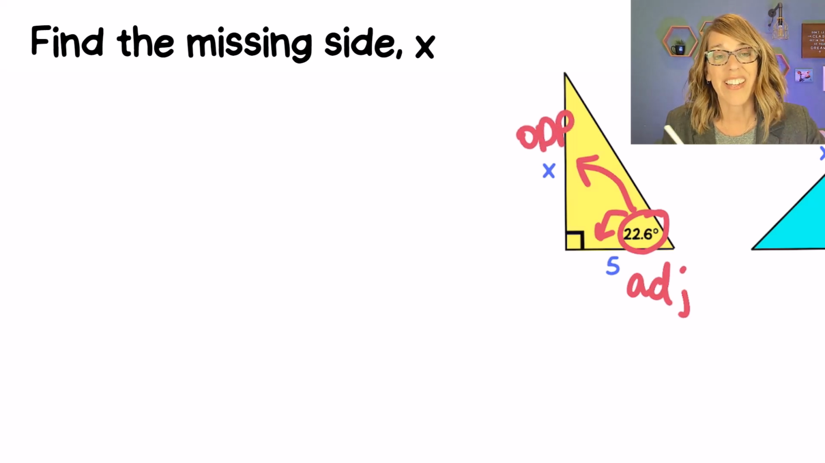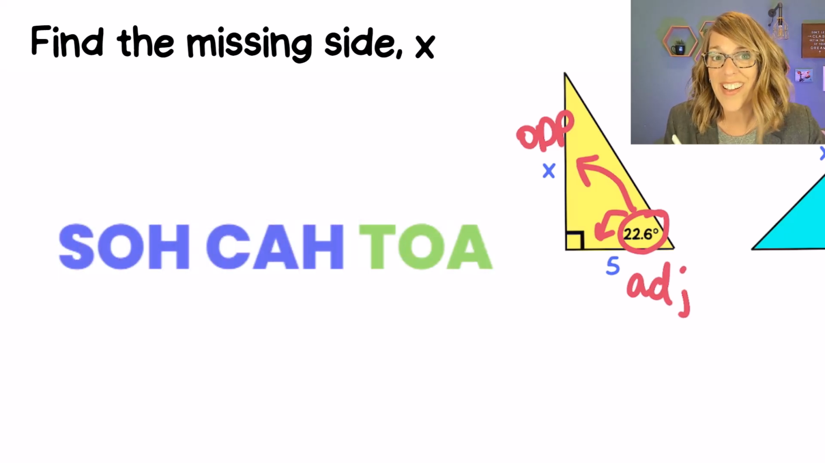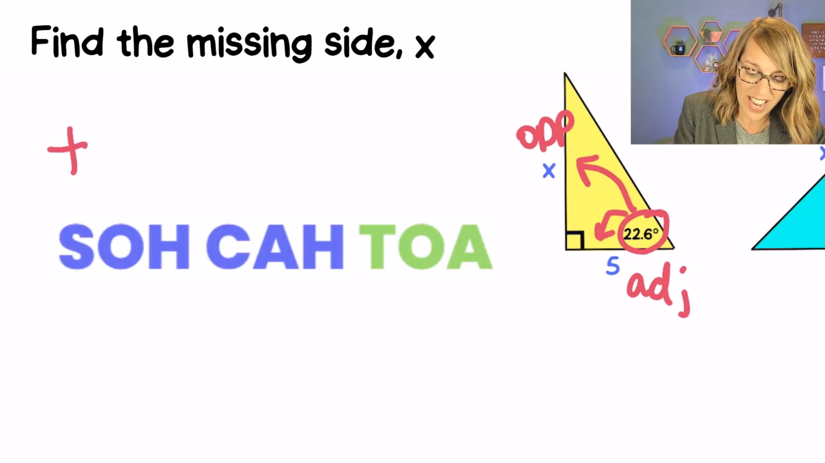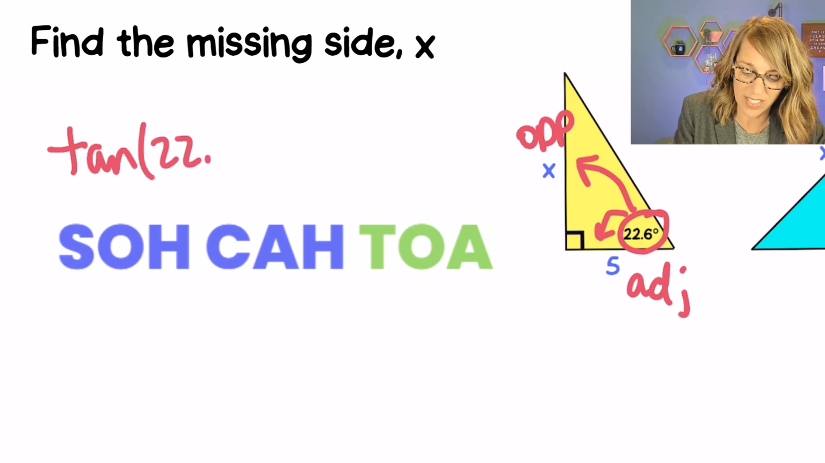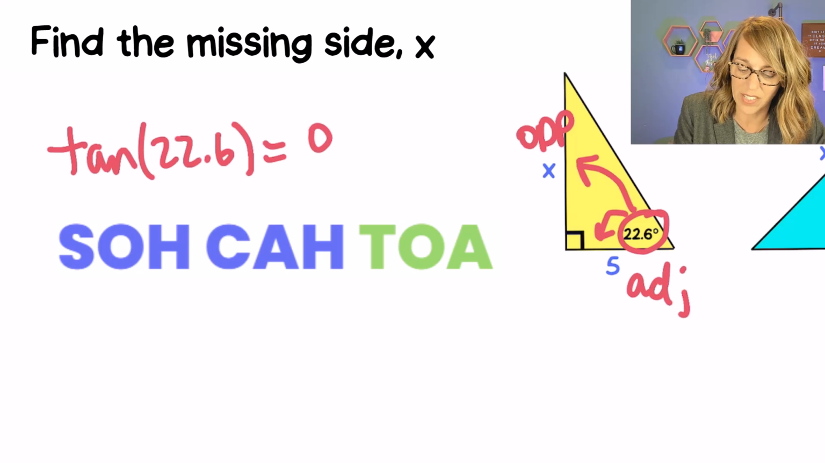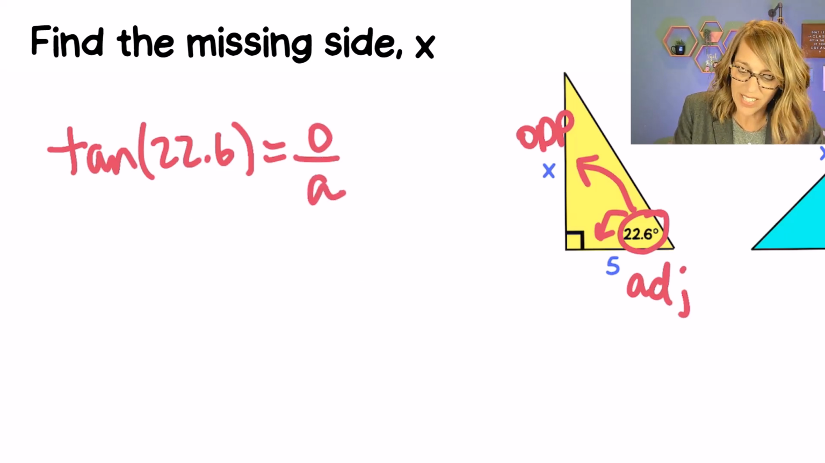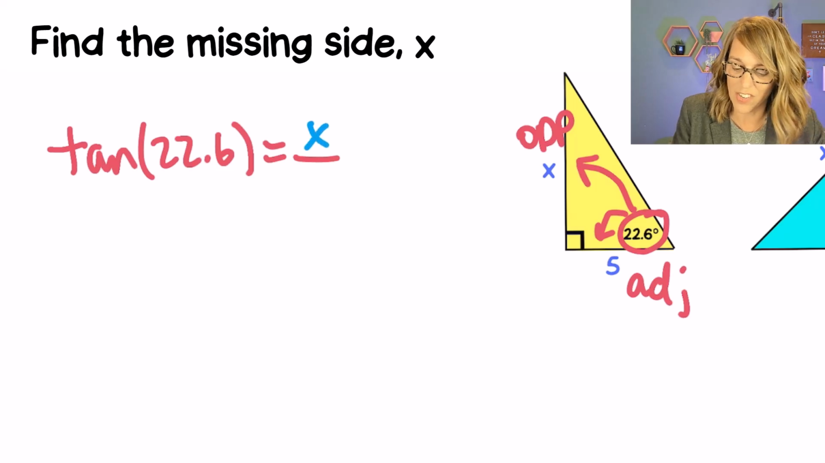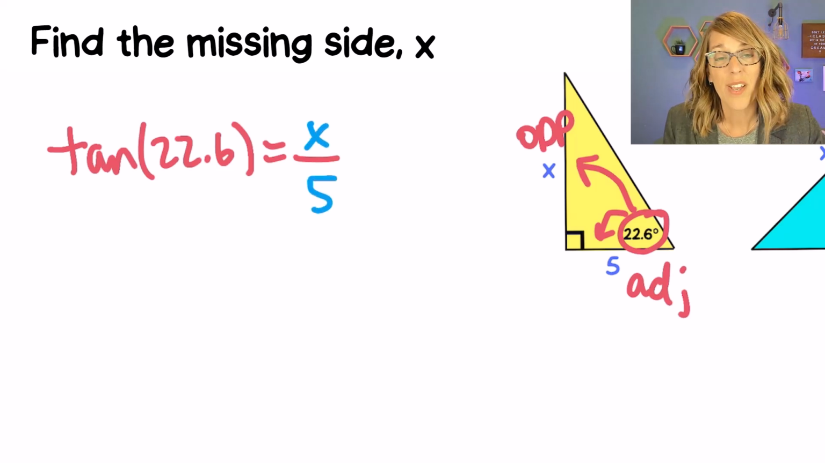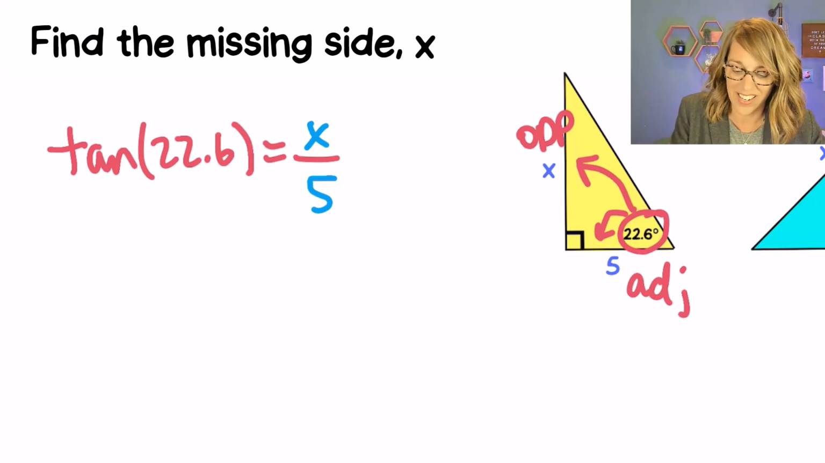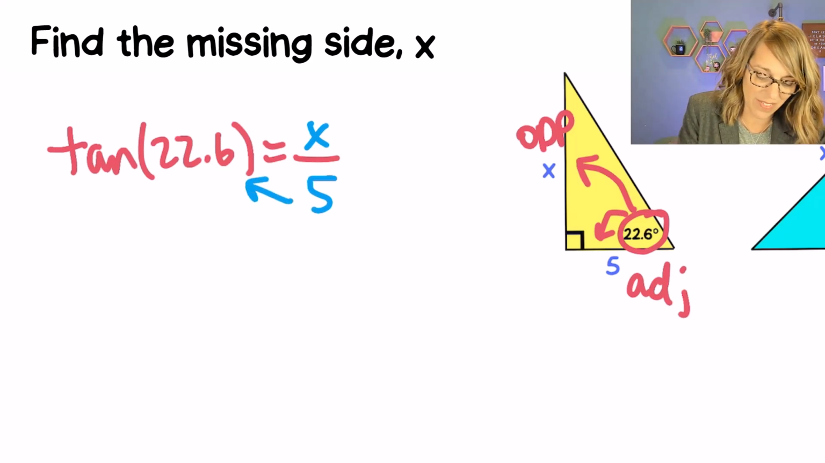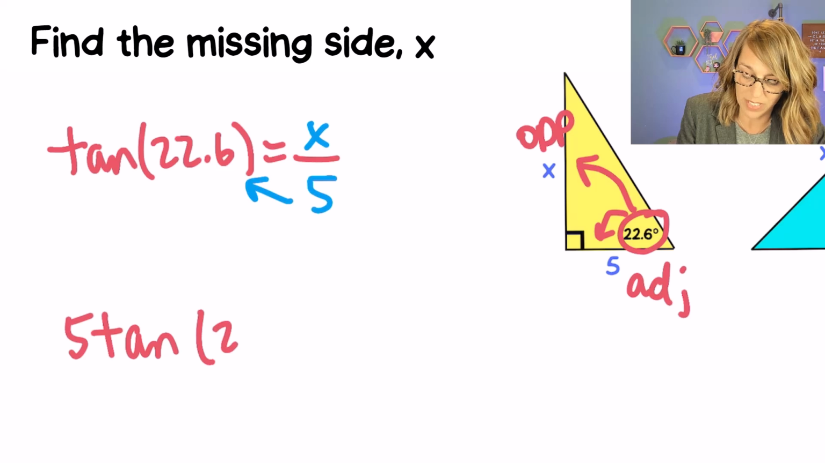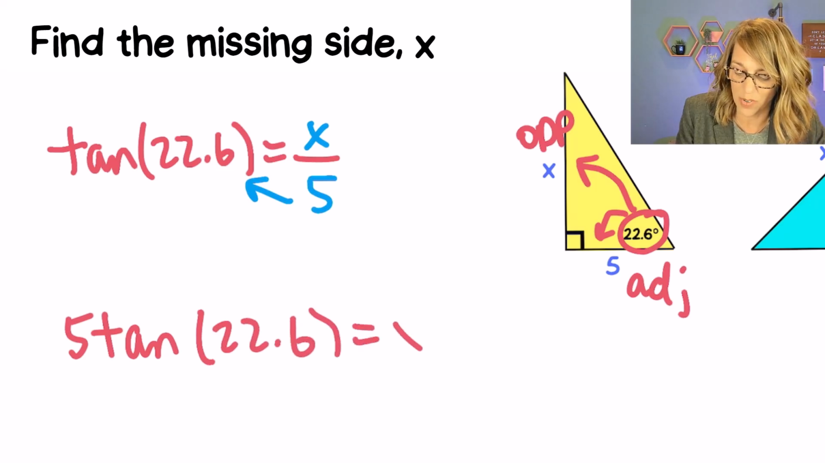So I can put opposite and adjacent together, SOH CAH TOA using tangent. So I've got the tan of my angle 22.6 is equal to opposite over adjacent. But I can replace each of those with their values from my triangle. So I know that my opposite side is x and my adjacent side is equal to 5. Well, I'm solving for x, so I want to isolate that. I'm going to go ahead and multiply by 5, and I end up with 5 times the tangent of 22.6 degrees is equal to x.